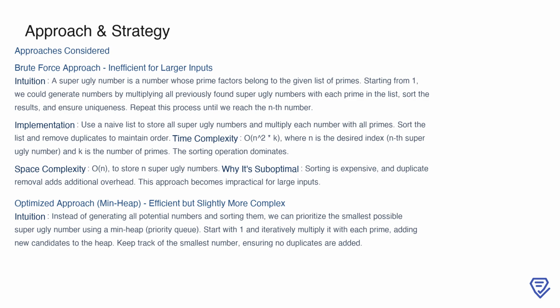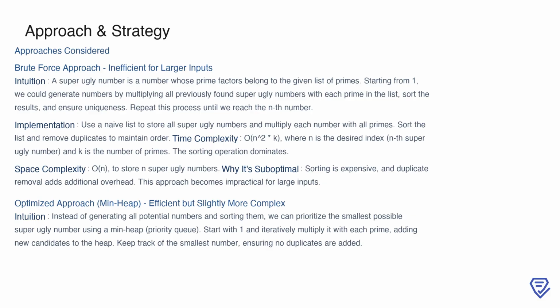While this method ensures that we eventually reach the nth super ugly number, it is computationally expensive. After generating all possible products, we need to sort the results and remove duplicates to maintain order. This sorting operation dominates the time complexity, making it n squared * k, where n is the index of the desired super ugly number and k is the number of primes. Additionally, the space complexity is n, as we must store all the generated numbers. Ultimately, this approach becomes impractical for large inputs due to the inefficiencies associated with sorting and duplicate removal.